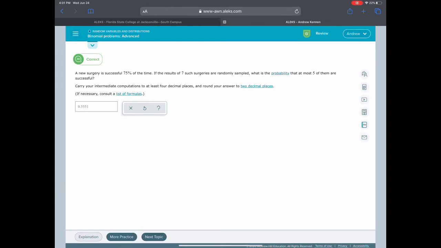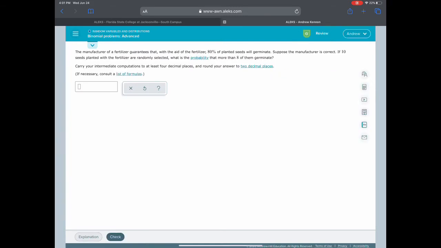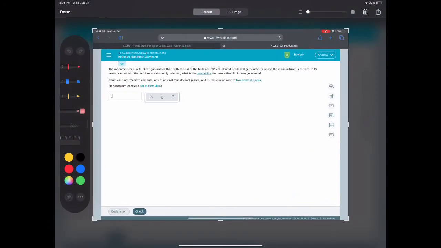All right, so if it says at most 5, or less than or equal to, you don't have to do any subtraction or anything in the calculator. If you get one here, so this one says more than, skipping ahead here, I guess, the manufacturer of fertilizer guarantees that with the aid of the fertilizer, 80% of the planted seeds will germinate. Suppose the manufacturer is correct. If 10 seeds are planted with the fertilizer and randomly selected, what's the probability that more than 8 of them germinate? All right, so our probability of success is 80%, so 0.80. Our total number is 10, and our number of successes is 8. Okay, but we want more than 8.